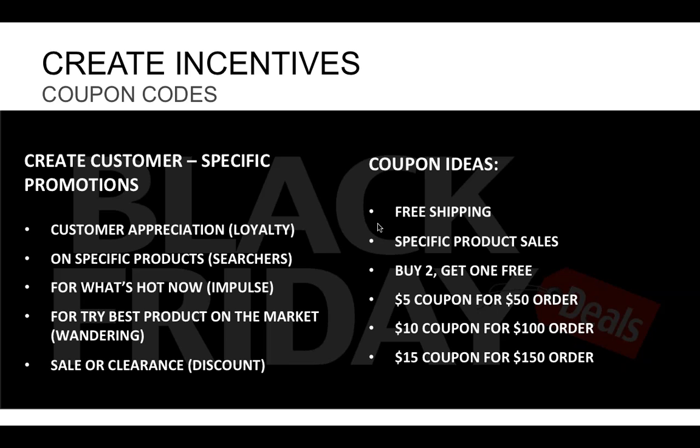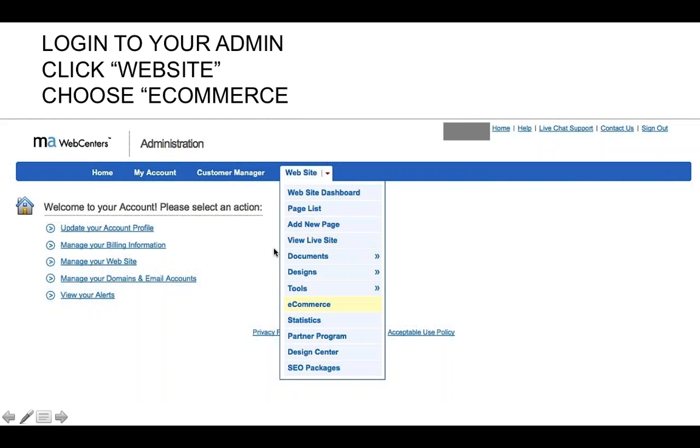And then finally, have a few sale or clearance items that you're going to create promotions or coupons around for your discount shoppers as well. Some great coupon ideas that we recommend are things like free shipping, specific product sales, buy two, get one, or $5 off of 50, 10 off of 100, etc. You can offer different coupon codes. Again, in any of these capacities, you have to just simply create the coupon code in the web solution and then promote it accordingly and engage with the different kinds of shoppers that are landing on your website.